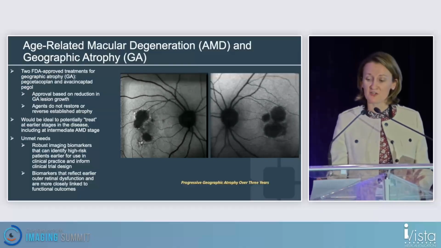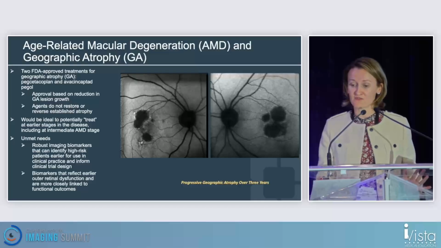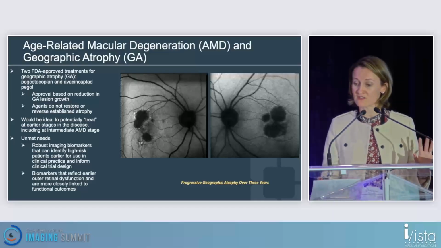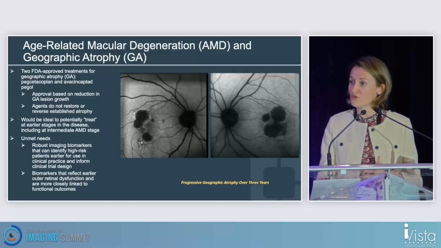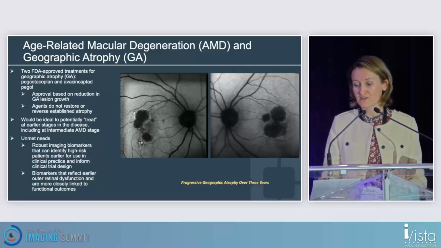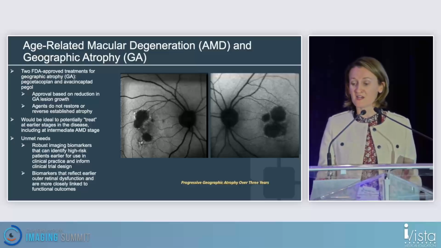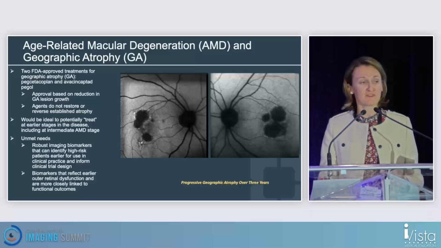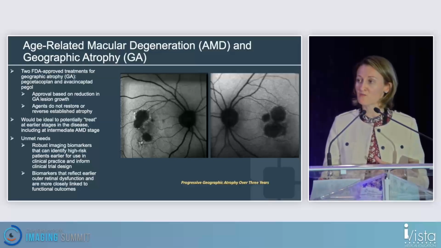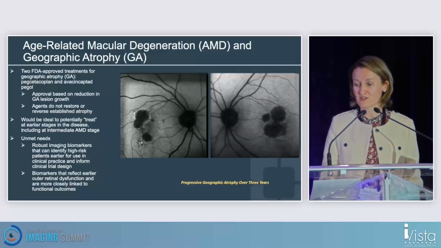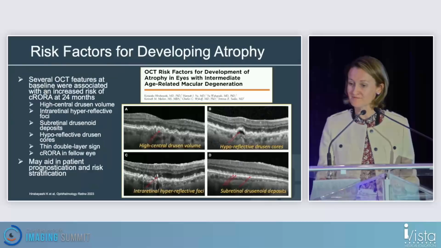We really need better imaging biomarkers that can identify high-risk patients earlier in clinical practice, and those can inform how we manage those patients potentially and how clinical trials are designed, as well as identifying biomarkers that can reflect earlier outer retinal problems that are more closely linked to functional outcomes than are currently available.